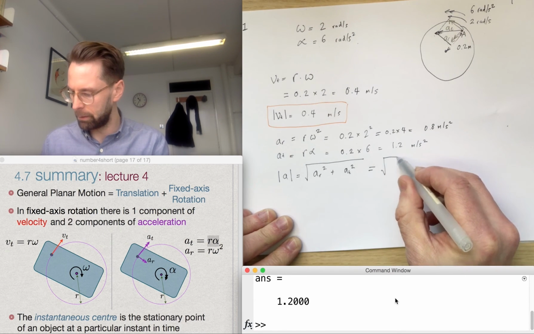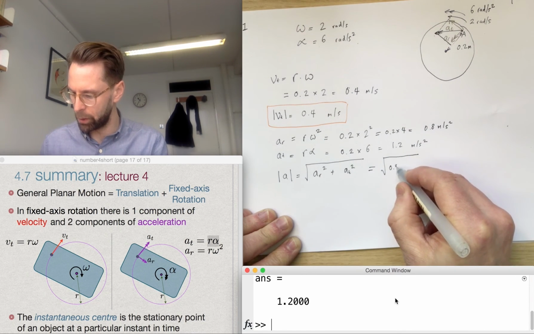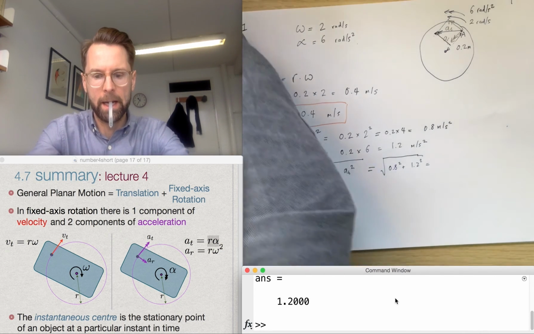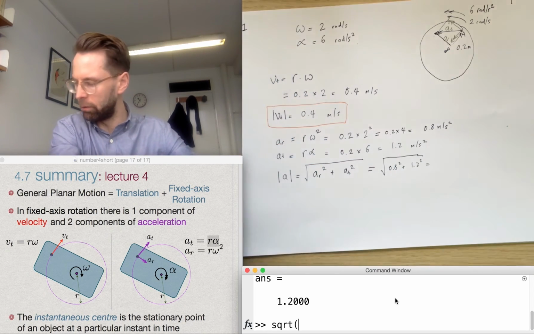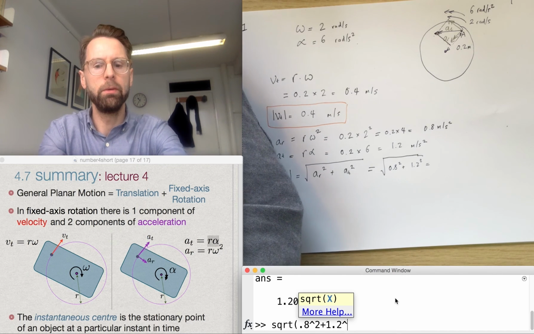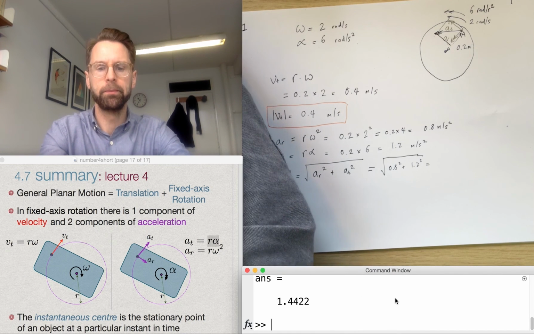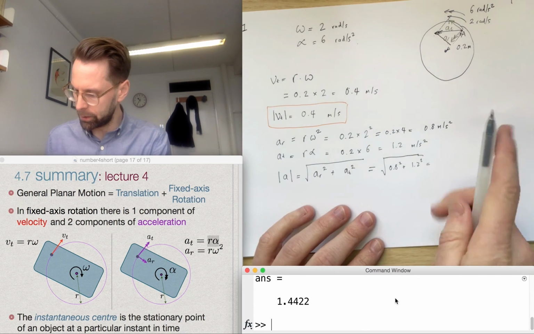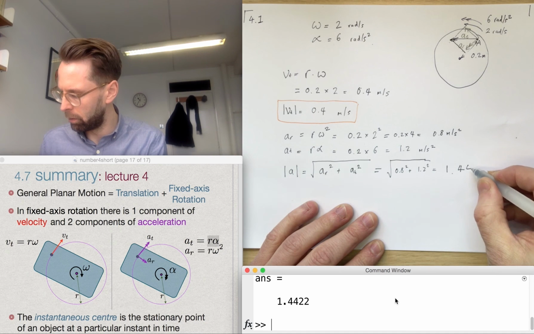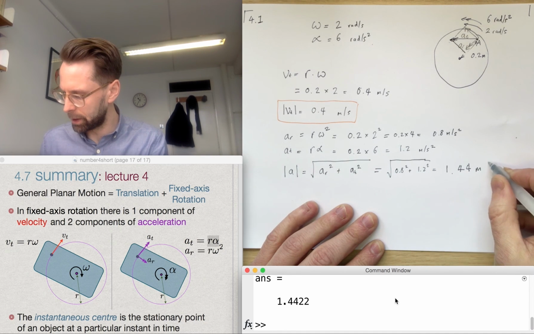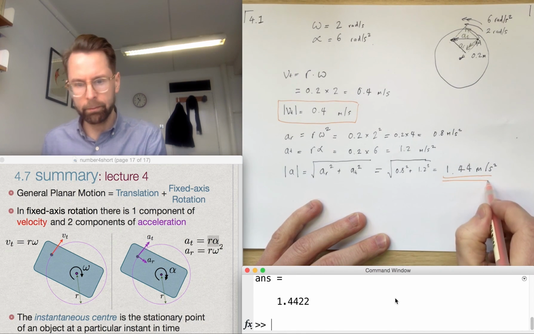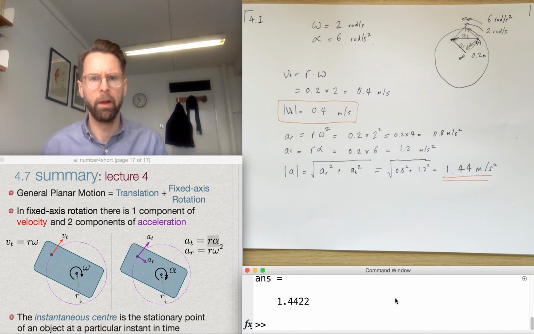So that's a sub r squared, so that's 0.8 squared plus 1.2 squared. And if I find the square root of 0.8 squared plus 1.2 squared, we get an answer of 1.44 meters per second squared. Okay, that's that one.